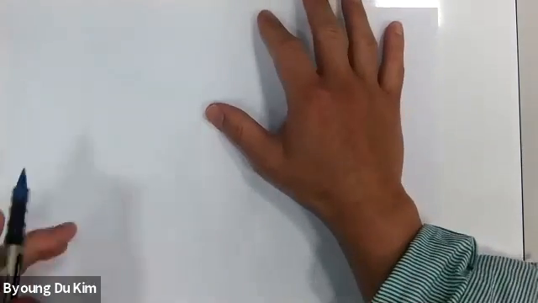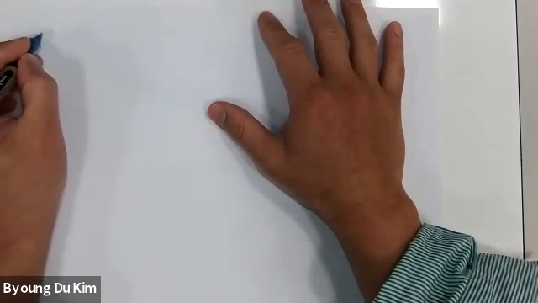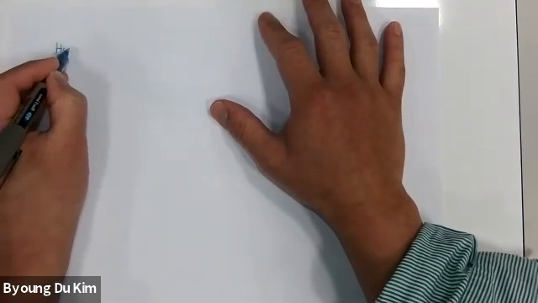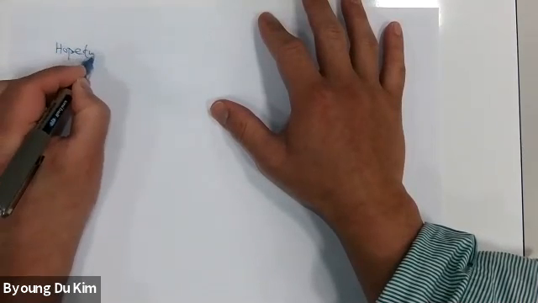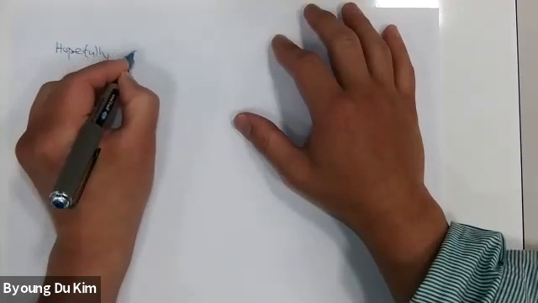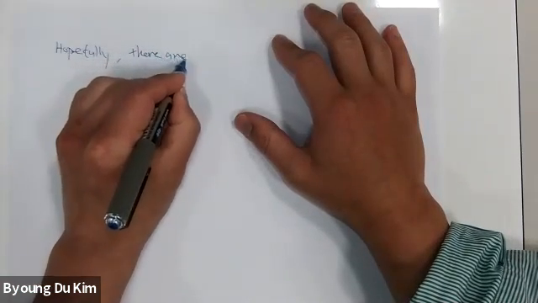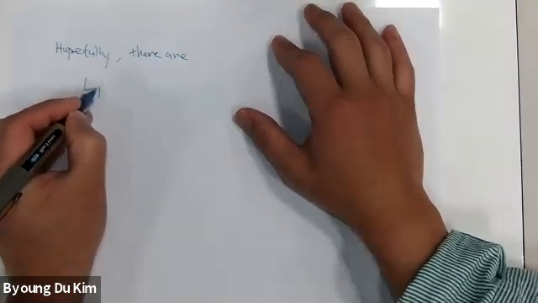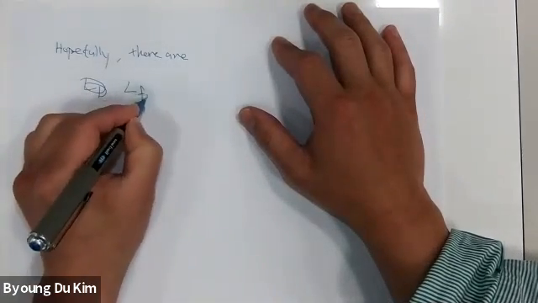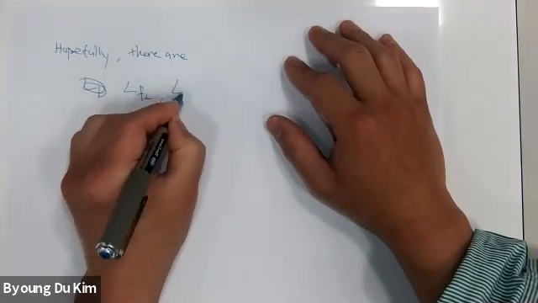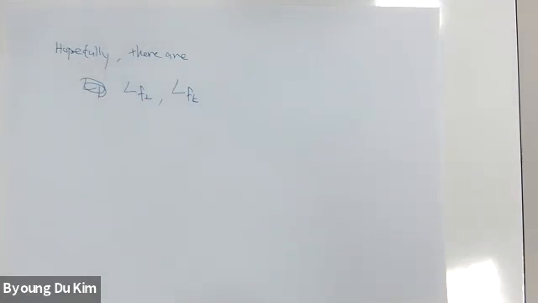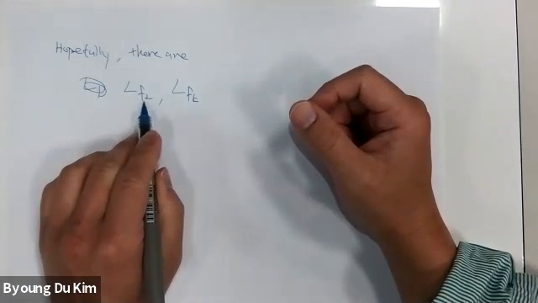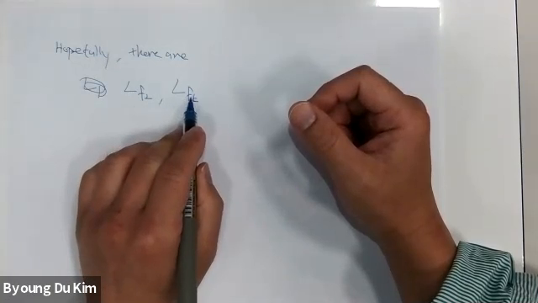Anyway, so in such a case, ideally, well, we hope that there are some p-adic L-functions, let's call them L_f2, ..., L_fk. Well, we hope that there are p-adic L-functions, L_f2 associated to f2, ..., L_fk associated to fk.